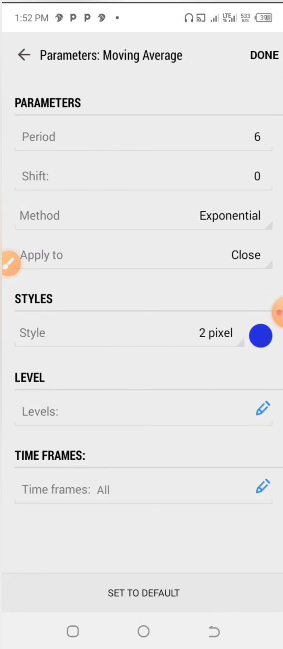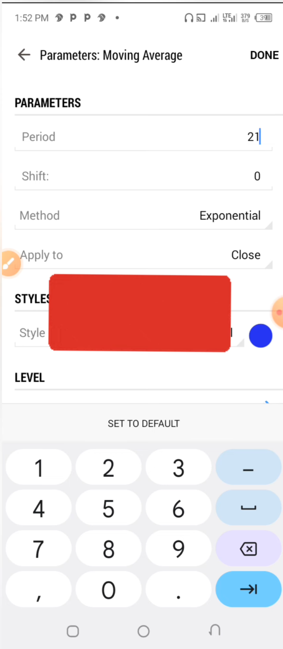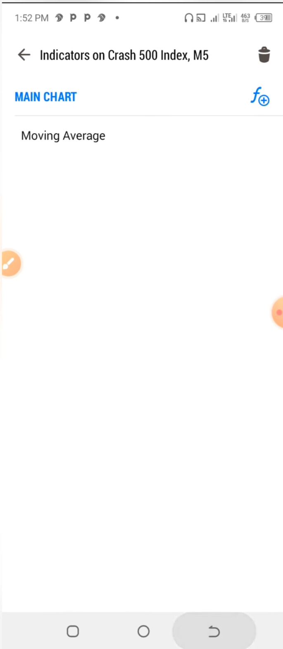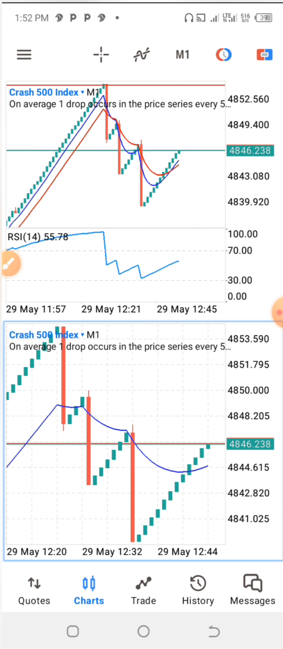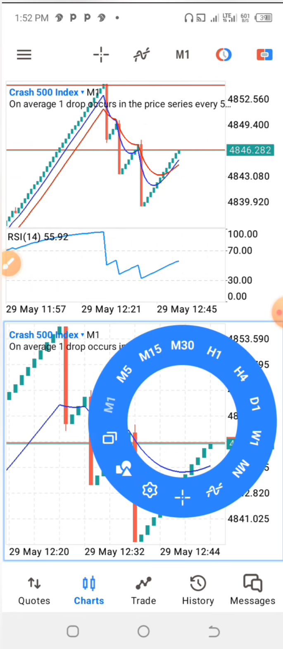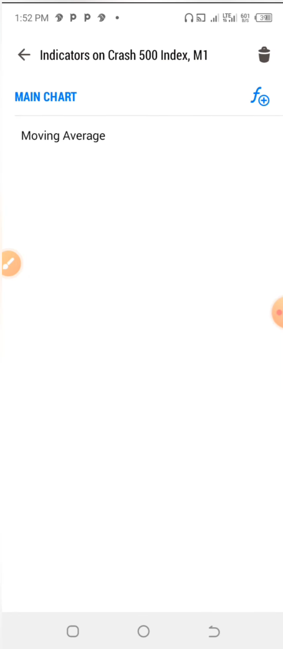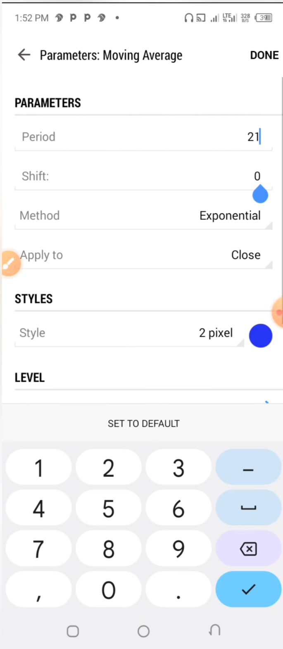This is moving average. So let me show you something. I don't want this video to be long. Let me show you something. This is moving average 21 in 1 minute time frame. Moving average 21 in 1 minute time frame. Then moving average 12 in second screen.